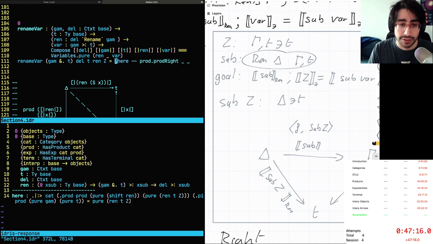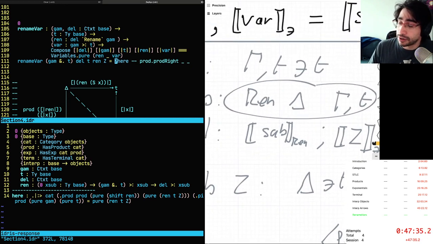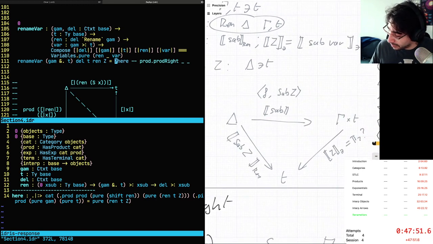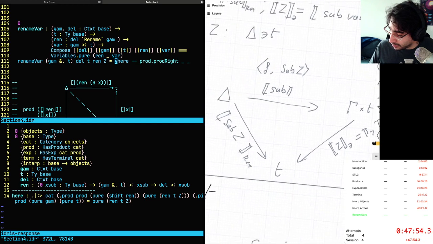And in this case, it's going to tell us that we have at our disposal ren, but its type has changed. It's not from delta to gamma, it's from delta to gamma and t. And this is because a variable 0 is always in a non-empty context, and moreover, the type of the variable is the topmost type in the context. So pattern matching on this has changed the diagram quite a bit, right? Now our diagram looks like this.